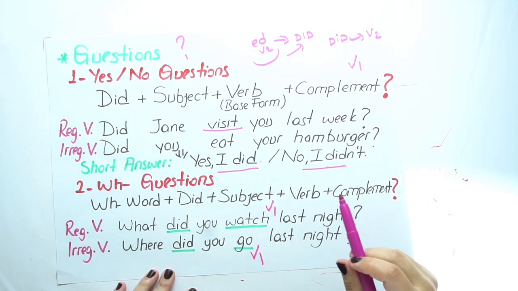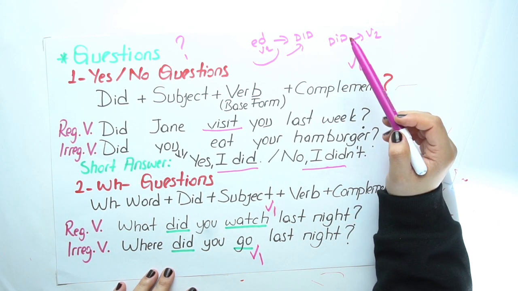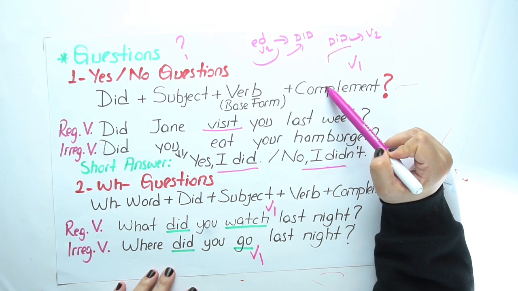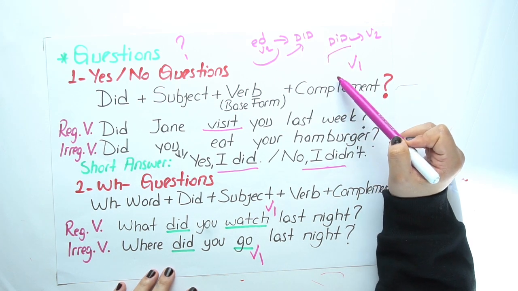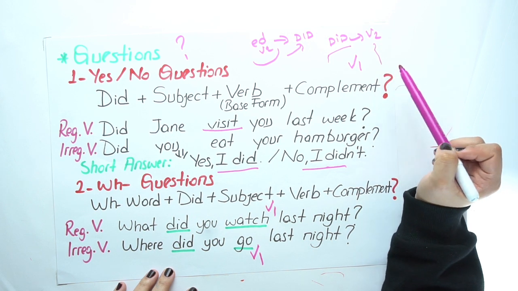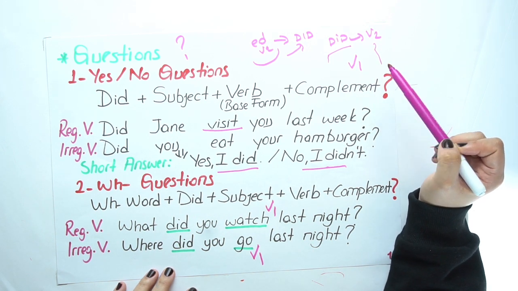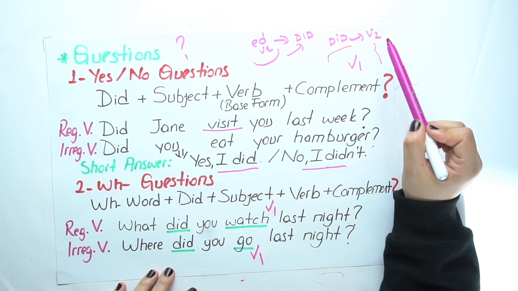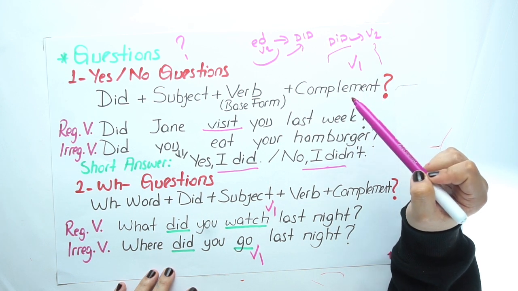Please don't forget the thing that I told you. If we have did, no matter whether it is did or didn't, we don't need the sign, which is verb 2. If I have verb 2, I don't need did, so I don't use it.